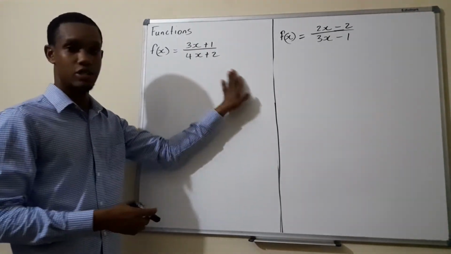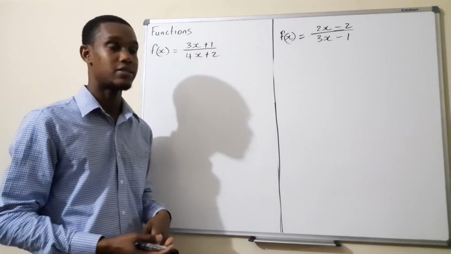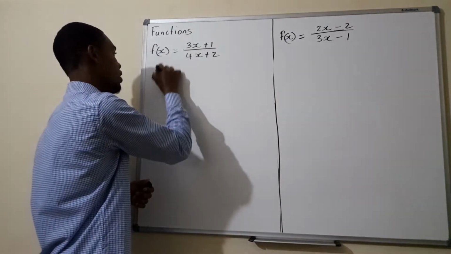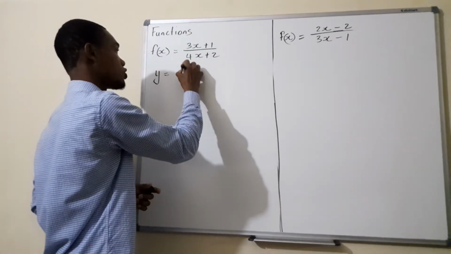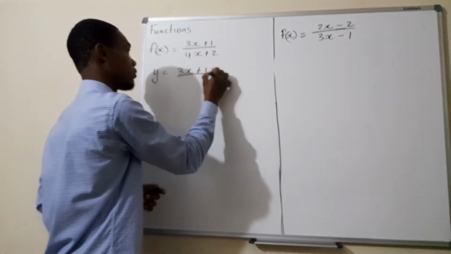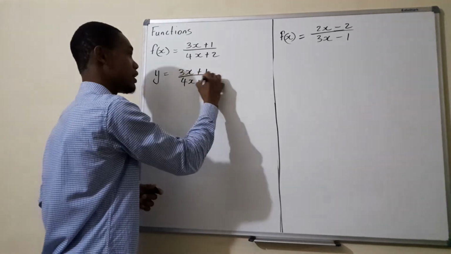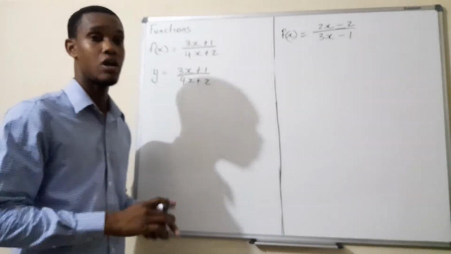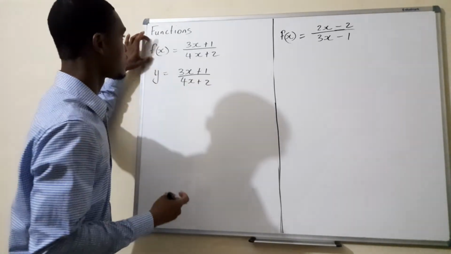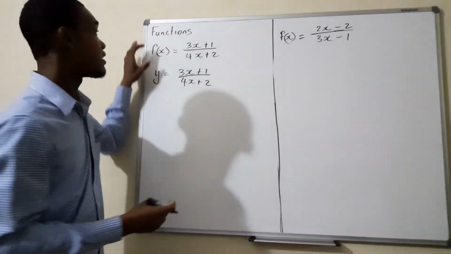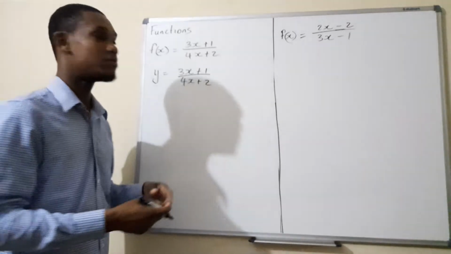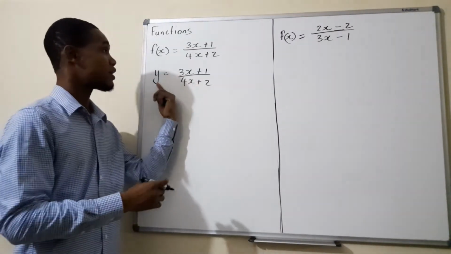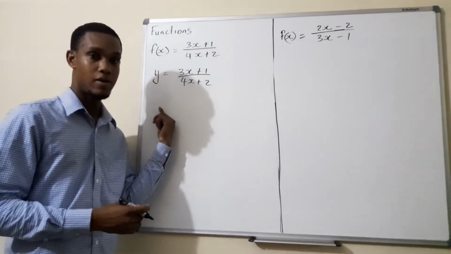Now, when you're given a fractional quantity, you'll still start off by changing your f of x to the letter y. So you'll say y is equal to the entire function. And the reason you use the letter y is to simplify it, to not have too many things to confuse you. Because if you are going to be writing f of x multiple times, it will be harder than just writing the letter y.